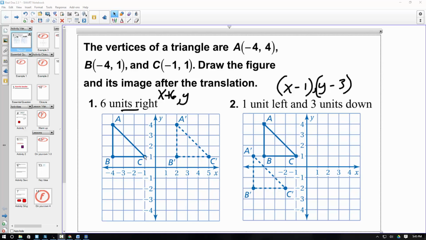So for C, for instance, if I say x plus 6, I go over 1, 2, 3, 4, 5, 6. My y stays exactly the same, so it's right here. A is 1, 2, 3, 4, 5, 6. Y stays the same right here. For this rule, I'm going to go to the left one, so x minus 1, and then I go down 3. 1, 2, 3. Over 1, down 1, 2, 3. Over 1, down 1, 2, and 3.